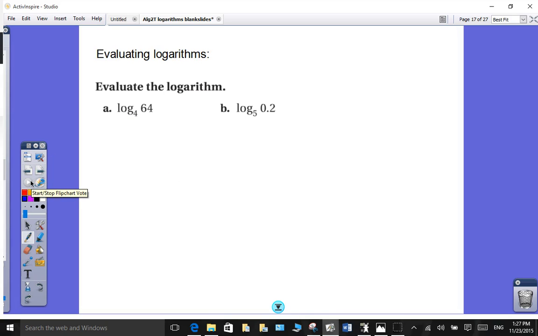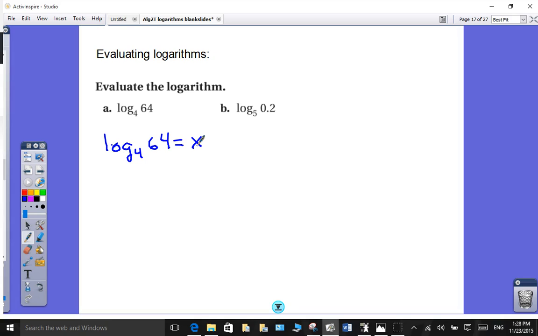Now, evaluating logarithms. Okay, that's fine and dandy if you've got a log base 10 or an ln, log base e. But what if you got a log base 4? Or what if you got a log base 5? This is how we evaluate a logarithm when it's not one of those two. So log base 4 of 64. These are the steps. I would go log base 4 of 64 equals x. Set it equal to x, the thing I'm trying to find out.